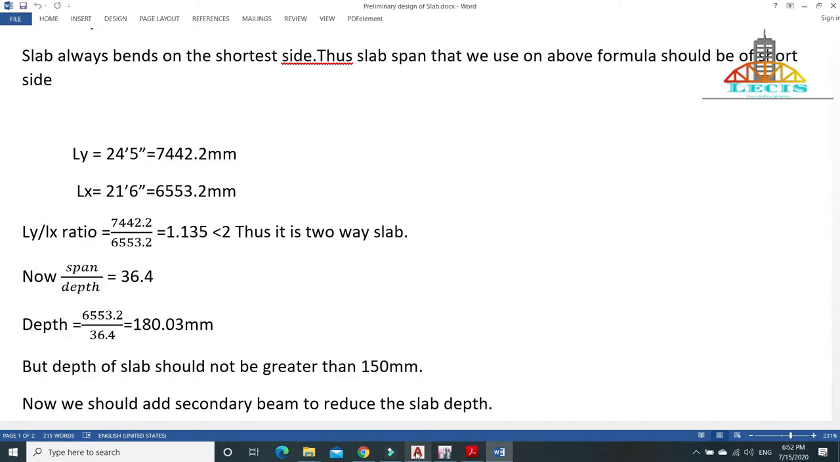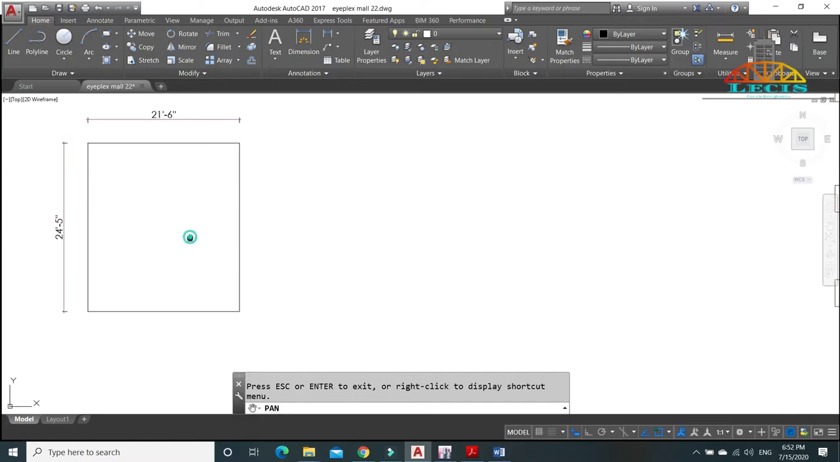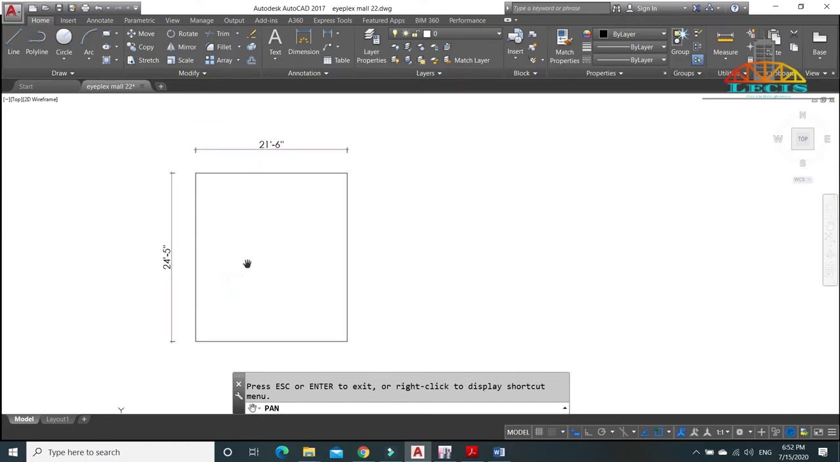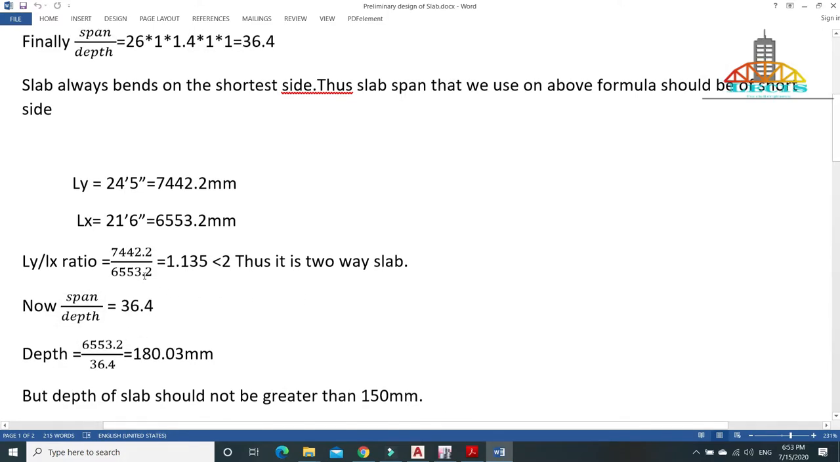And this was our critical slab, whose one dimension is 21 feet 6 inches and another dimension is 24 feet 5 inches. Ly equals 24 feet 5 inches and Lx equals 21 feet 6 inches. Ly by Lx ratio is 1.135, less than 2, thus it is a two-way slab. So to know more about one-way and two-way slabs, please check our previous videos. We already have span by depth equals 36.4 from here.